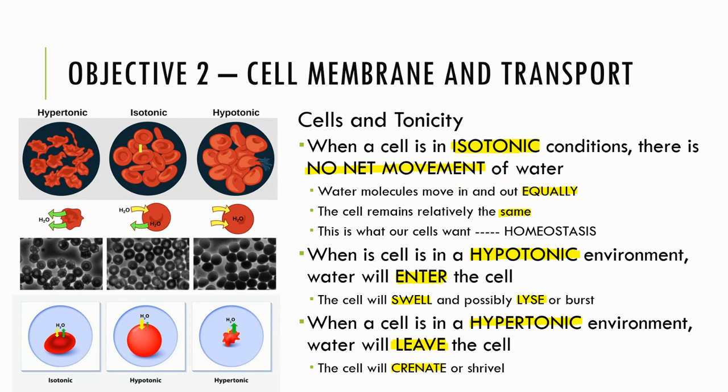So if you look at the pictures over here, isotonic is when those concentrations are equal. Water's going in and out equally, and our cells are going to be normal. If you place a cell in a hypotonic solution, which has less solute, the water is going to go into the cell, causing it to swell, possibly even burst. And if we place a cell in a hypertonic solution, the water is going to go out of the cell to where there is more solute, and it's going to shrivel up.